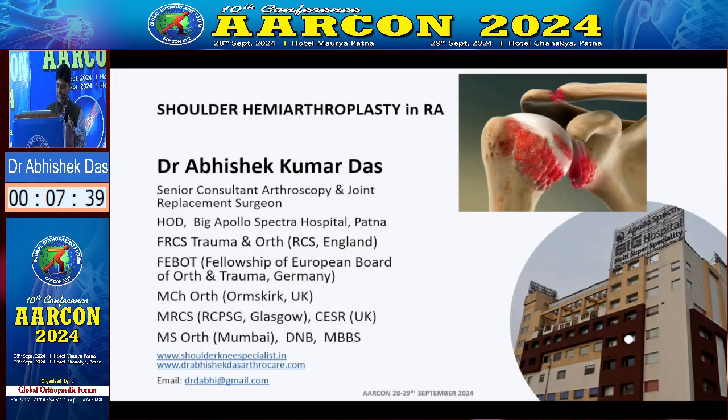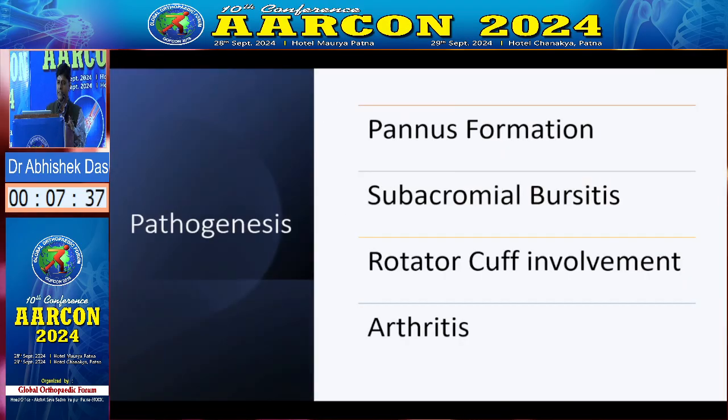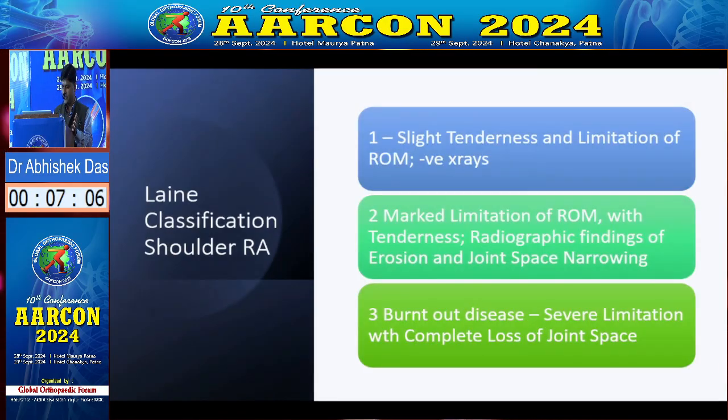Hemiarthroplasty is not something that I do very often, but this is something which should be in our armamentarium as a surgeon, especially in India, where not everybody can afford reverse shoulder arthroplasty, though affordability should not be a criterion for treatment. That is my firm belief. Now, looking at the pathogenesis, which we'll all learn more about in the next sessions, there is usually a pannus formation, which then eats into the joint from the periphery, then subacromial bursitis leading to rotator cuff involvement and arthritis.